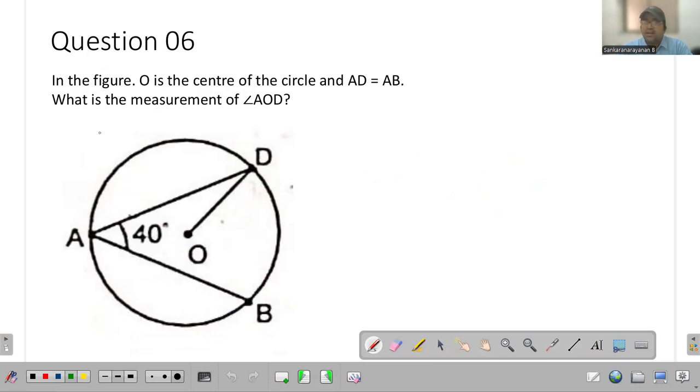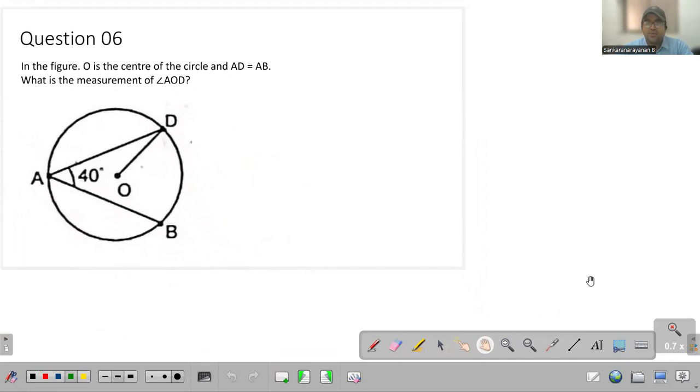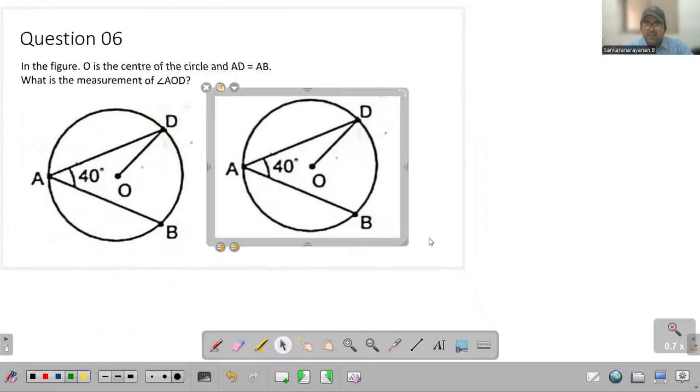In the figure, O is the center of the circle. It is given that AD and AB are equal in measurement. They are asking you to find the measurement of angle AOD. So what I'm going to do here is, again, I shall get an enlarged image for you. So let me just present it in an enlarged manner. Yeah, here we go.